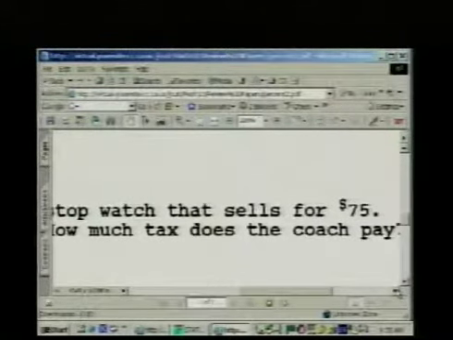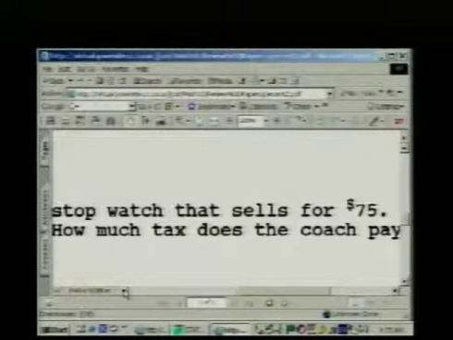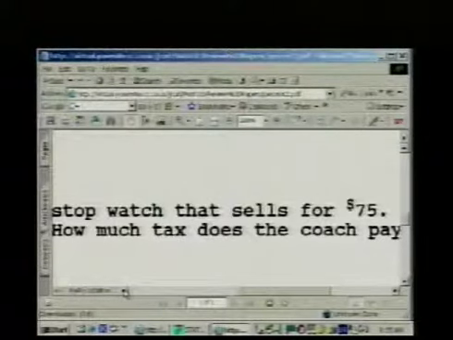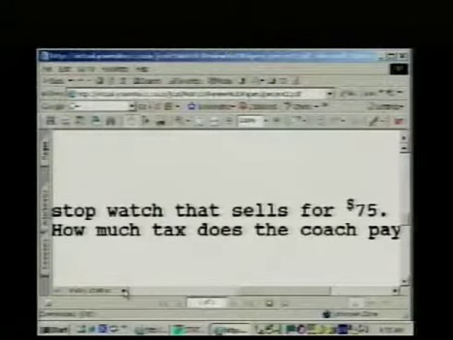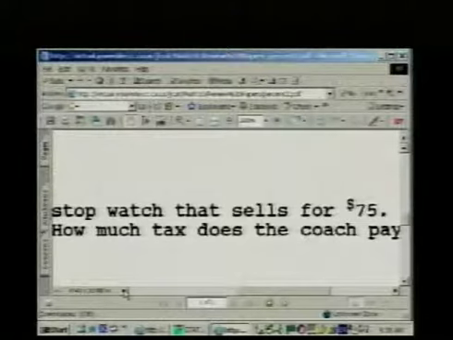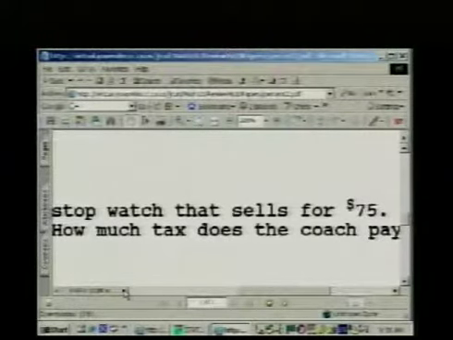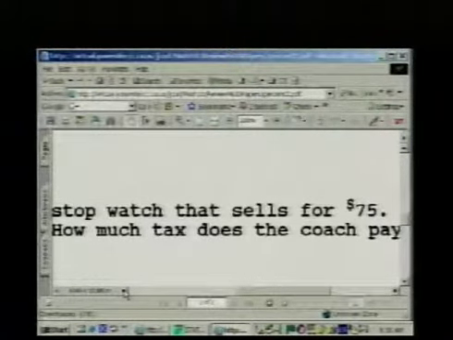Buys a stopwatch, and we are told that it sells for $75. So if it sells for $75, the question is how much tax should the coach pay, or does the coach pay? We are going to assume that the coach is indeed paying tax. 6% for tax. And yes, you would get the number you gave. I agree. Okay, so at this point, how do you set it up? What are you missing? You're missing the part.